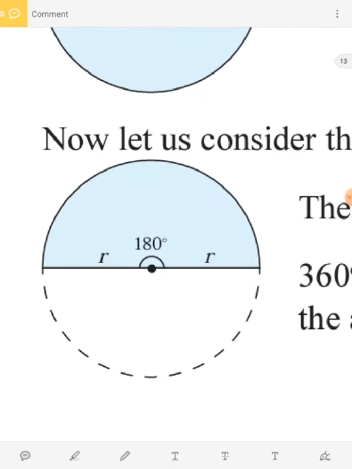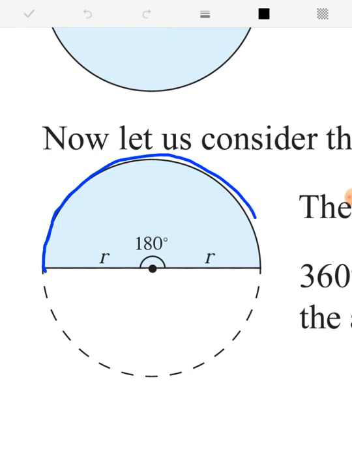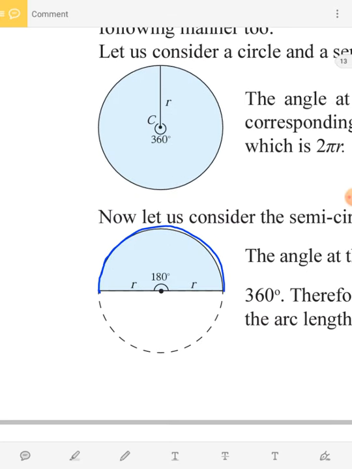Look at this circle. This is a semicircle. So the arc length of this semicircle is half of the circumference of the circle. We have done the previous part, so that is 2 pi r. So half of this is pi r. Let's go to our example here.